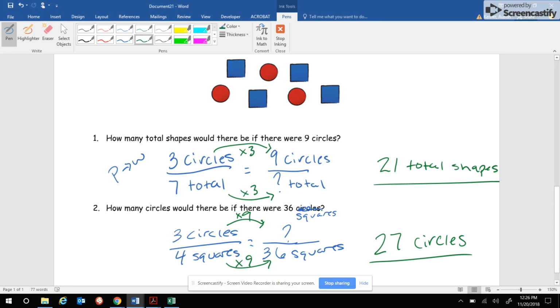All right, that's a basic intro to ratios. You should be able to write it all three ways, identify if it's a part to part, part to whole, or whole to part, and you should be able to use equivalent fractions to help you solve some problems with ratios.